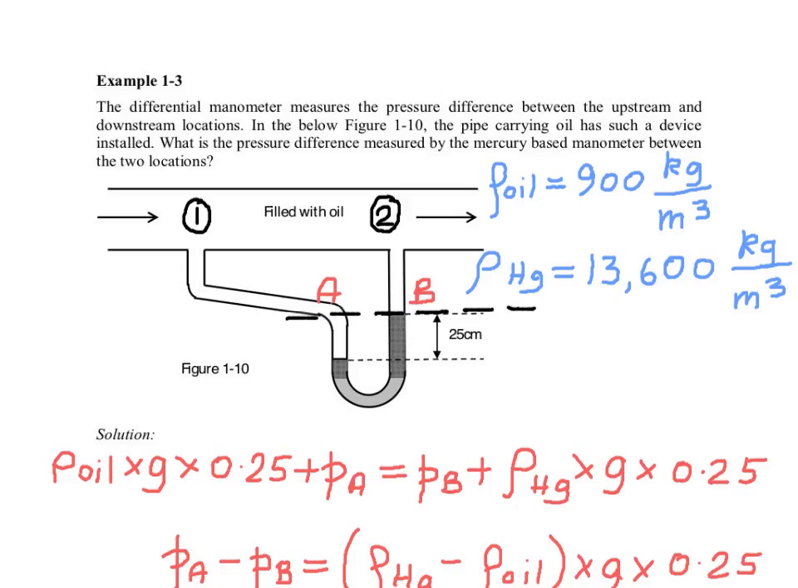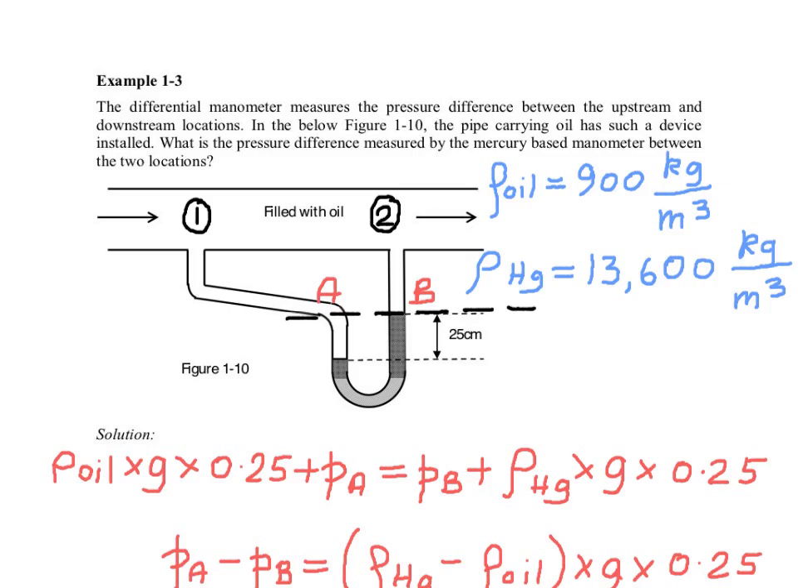In example 1-3, we are looking at a differential manometer. This differential manometer measures the difference in pressure. Now, what is the difference in pressure we are talking about? As the fluid flows from left to right, there is a pressure difference which generates this flow. And we are interested in the pressure difference between the points 1 and 2.